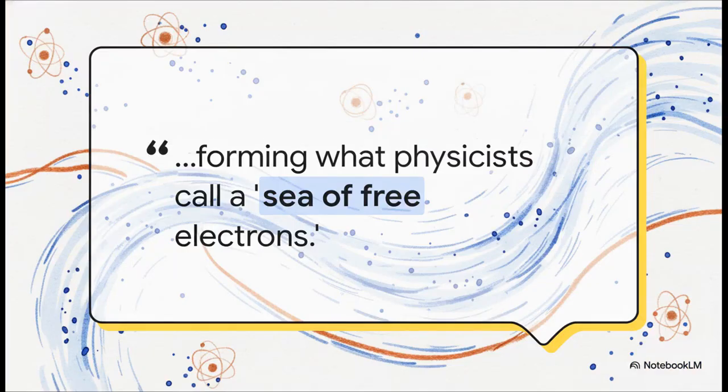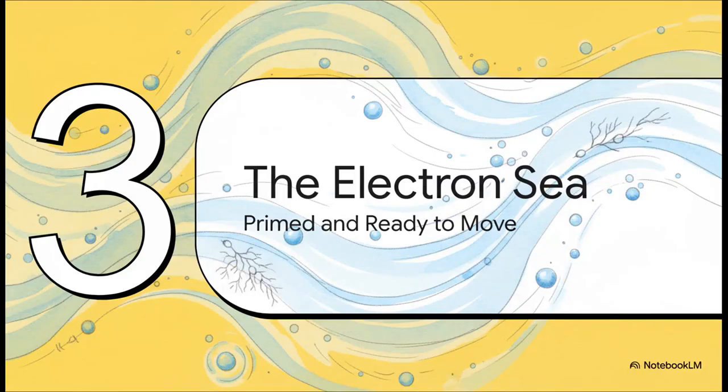This right here is such a perfect way to describe it. In metals like copper, the atoms are generous. They don't hold on super tightly to their outermost electrons. So these electrons are free to just float around, creating what is literally called a sea of free electrons. This whole electron sea idea is absolutely key.